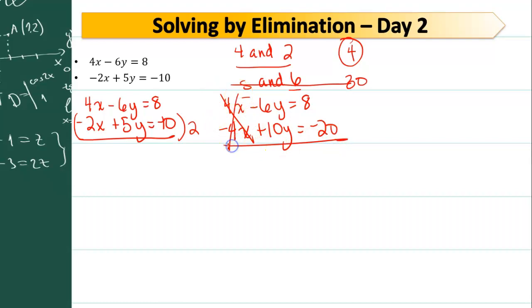4x and -4x cancel out because that makes 0. -6 plus +10 makes 4. And 8 plus -20 equals -12. Then we're going to divide both sides by 4. And so y equals -3.